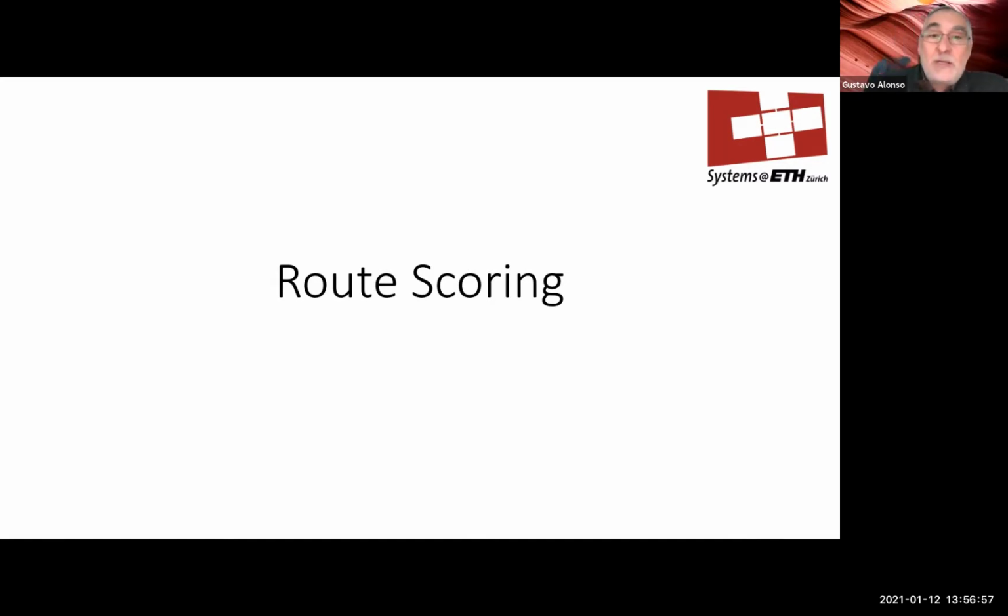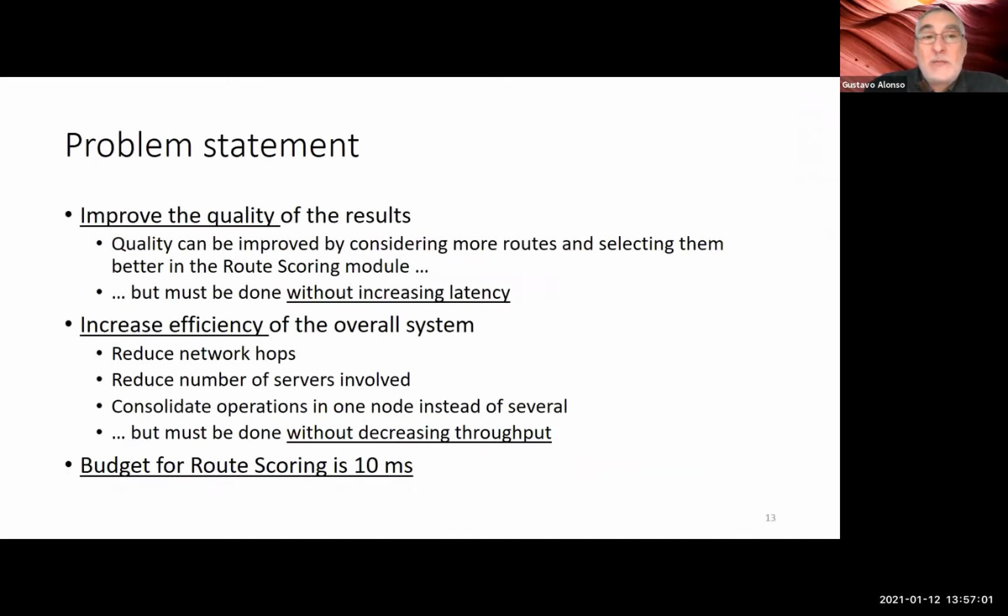So when we started working with Amadeus on this problem, the problem statement was that we need to improve the quality of the results. How we improve the quality of the results is by running this route scoring module, and this has to be done without increasing the latency. So the budget that we have for the route scoring is 10 milliseconds. Your question was, do we improve performance? No, we had 10 milliseconds. So whatever we do had to be done in under 10 milliseconds.